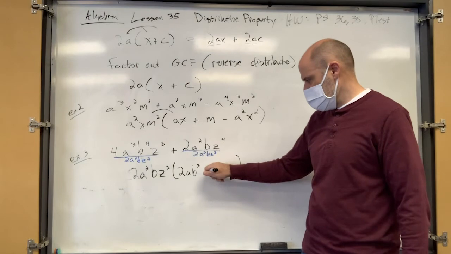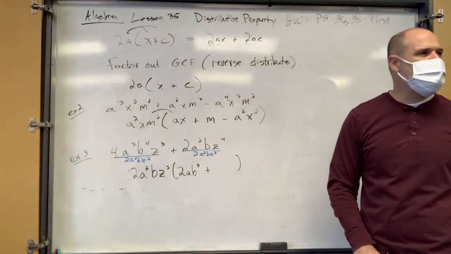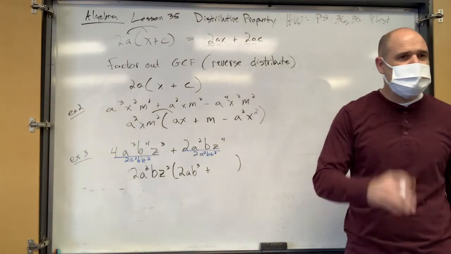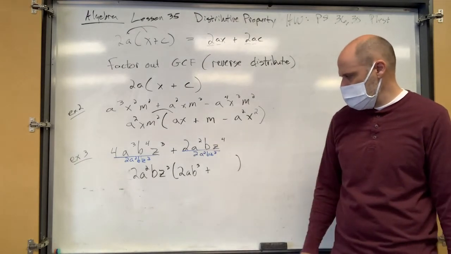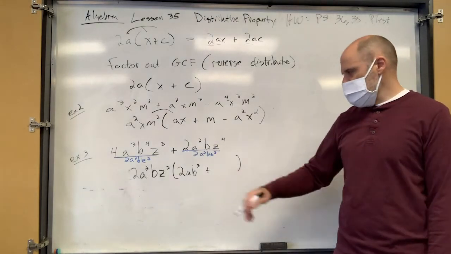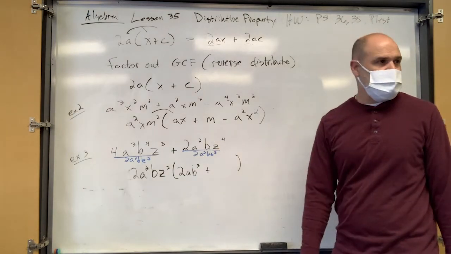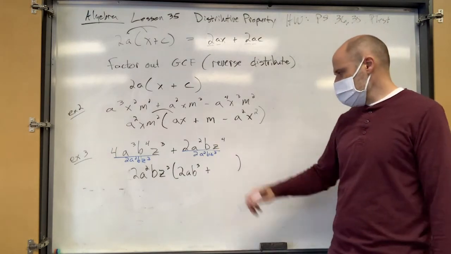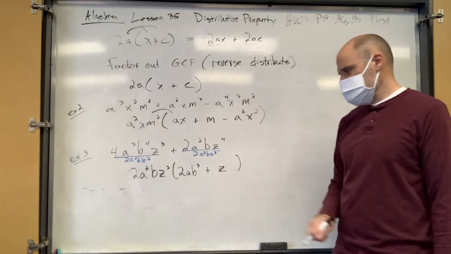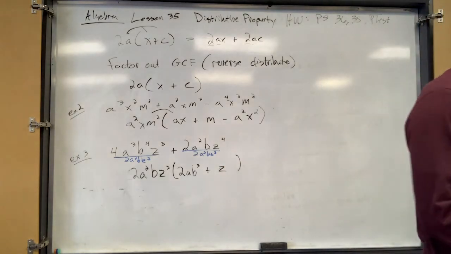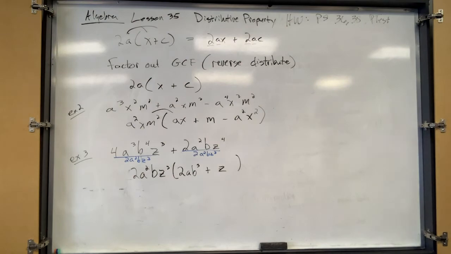What do you get? What happens with the 2? Cancels. Okay, so it's 1. 2 divided by 2 is 1. What's a squared divided by a squared? That cancels. What's b divided by b? 1. And what's z to the 4th divided by z cubed? All right, is that what you guys got? Nice. All right, so that's it.